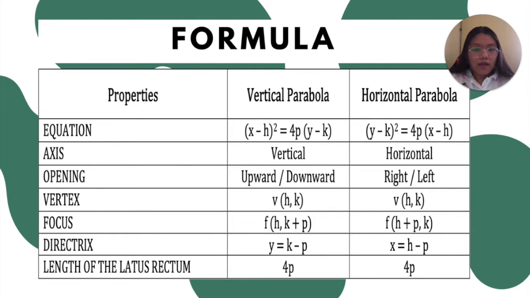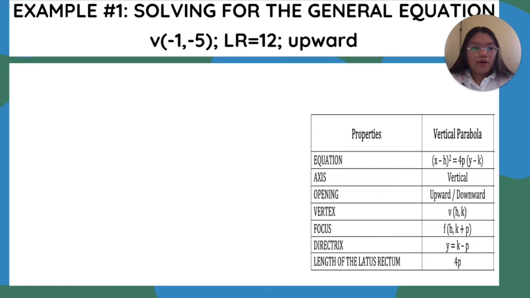So here is our formula for the properties of a parabola, just like the equation: axis, opening, vertex, focus, directrix, and the length of the latus rectum. So let's have an example on how to solve the general equation given its properties. For our given, it is vertex V(-1, -5), and latus rectum of 12, and has an opening upward.